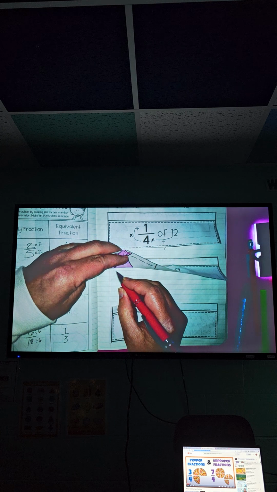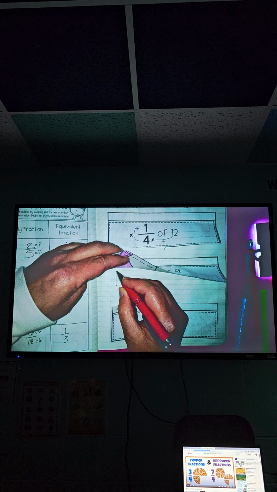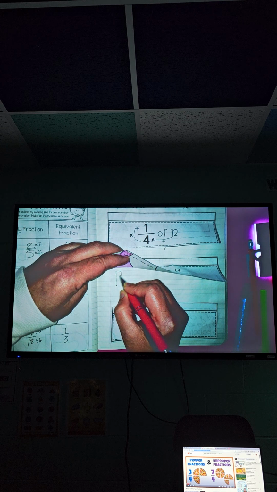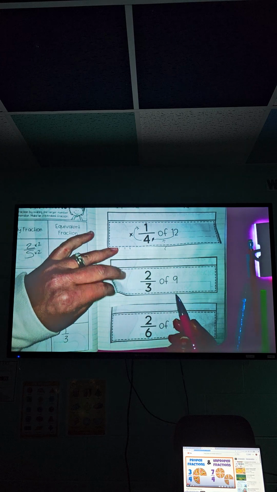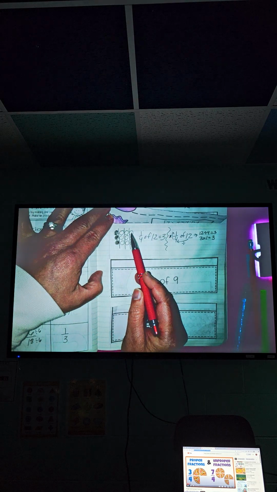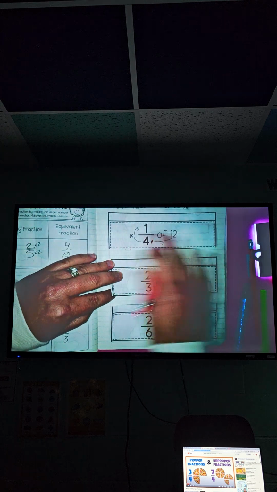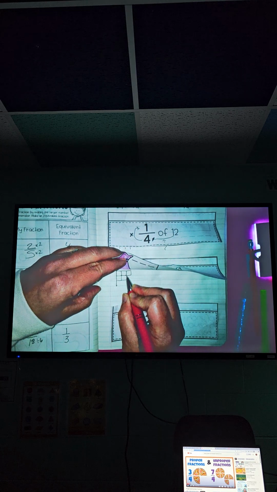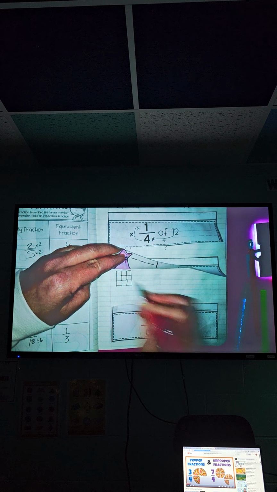So you can use circles or squares. So there's 1 square, 2 square, 3. And I'm stopping there because I'm dividing by 3. Just like up here, I did 4 going across. That's what we're dividing it by. So 3, 4, 5, 6, 7, 8, and 9.